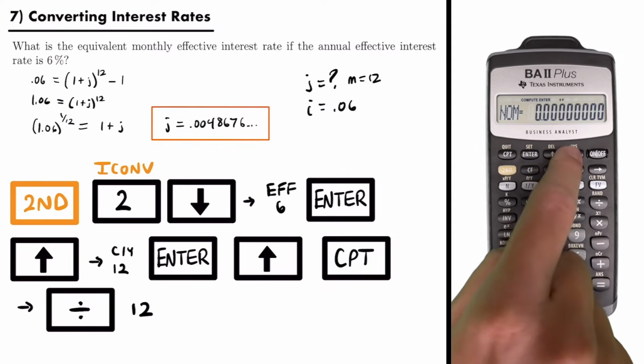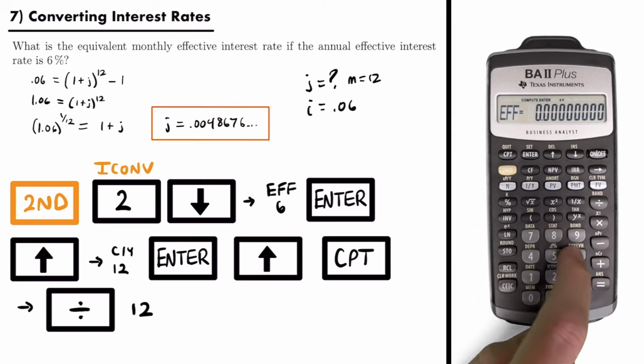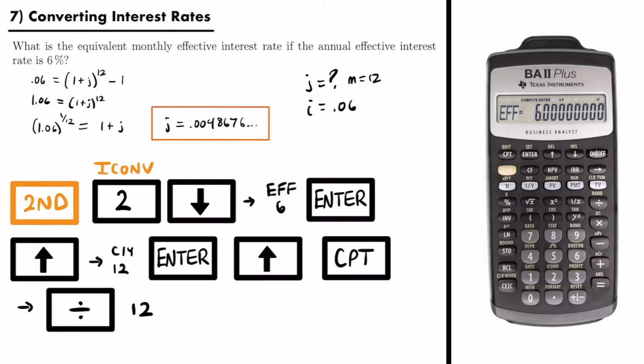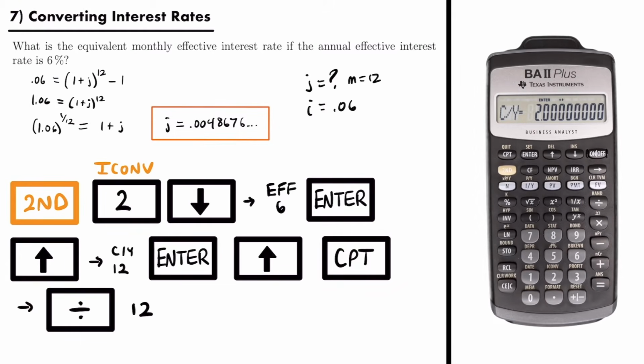And so if we hit the down arrow to go to EFF, that is the effective rate, we can put in that 6% and hit enter. And we want an equivalent monthly effective interest rate. So if we go down to C/Y, there are 12 months in a year. So I'll put in 12 and hit enter, right? So that interest rate will be compounded 12 times per year. And then if we hit the down arrow again, we have our nominal rate that we will compute.